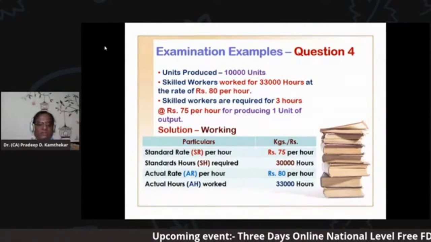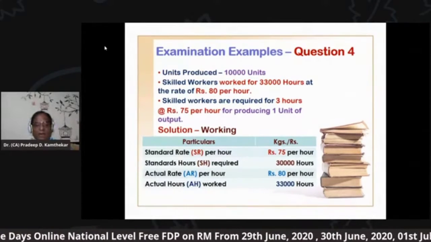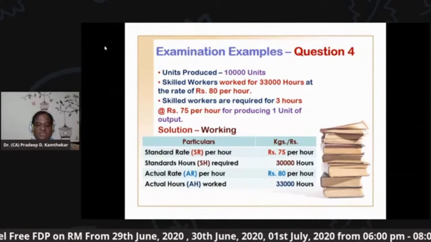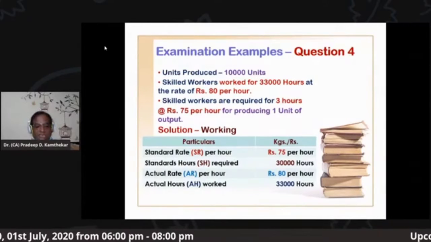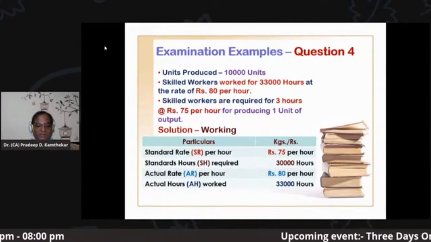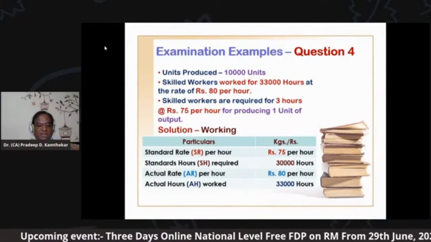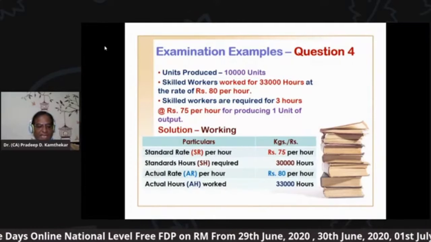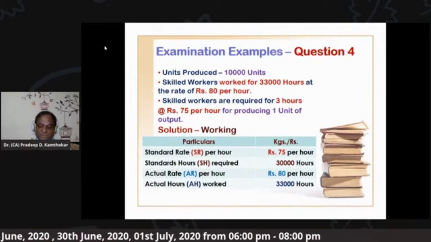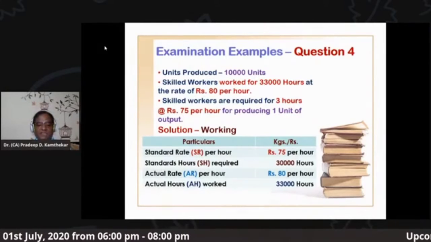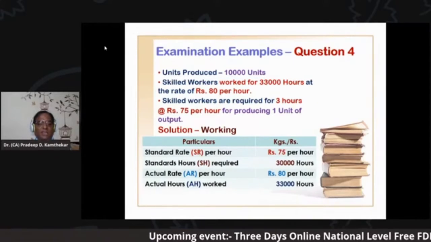For 1 unit, if 3 hours are required of the skilled workers, then for 10,000 units, how many hours are required? So it is 10,000 units into 3. So 30,000 standard hours were required. So with this, now we have the standard rate ready, 75 rupees per hour, standard hours 30,000 hours, actual rate 80 rupees per hour, and actual hours 33,000 hours. With this, now variance calculation becomes just mechanical. So we'll put this in the formula and then we'll calculate the labor variances.